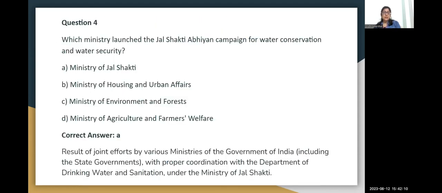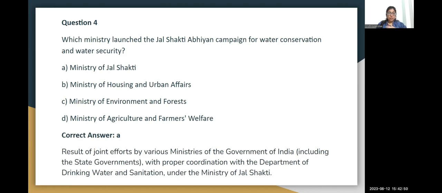Now, which ministry launched the Jal Shakti Abhiyan campaign for water conservation and water security? Option A is the correct answer. The Ministry of Jal Shakti, which was earlier called the Ministry of Irrigation, is responsible for launching this Jal Shakti Abhiyan campaign.